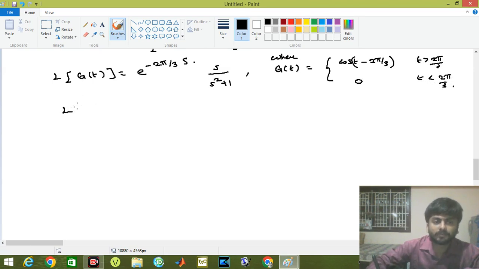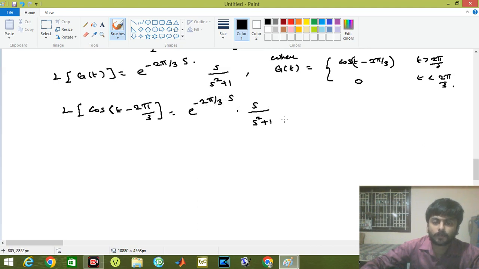So by that result, very simply we will have L of cos of t minus 2 pi by 3. See, the second term is 0. It is not going to be utilized in any way, so we are utilizing only the first half. So here I will have e power of minus 2 pi by 3 into s divided by s square plus 1, where t greater than 2 pi by 3 is important, because if I put t equal to 2 pi by 3, it will become 0.